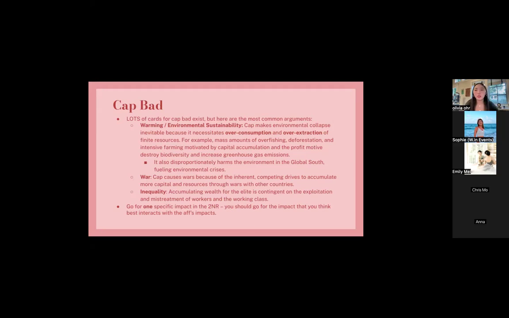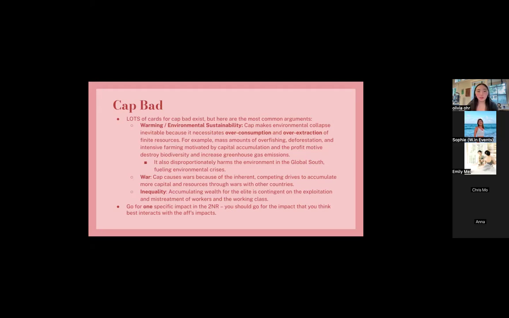In the context of the living wage topic, this would be more of an impact to the link, but I think you could also make inequality not only a structural, but also a pretty big stick impact. Like there's a Schmidt and Jugin institutional capacity card that a lot of people read on the aff that you could read on the neg as an impact to cap. And then I think the main thing is just go for one specific impact in the 2NR.